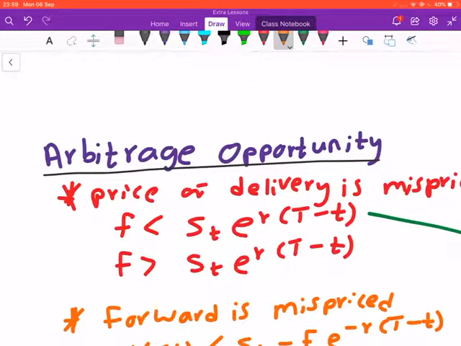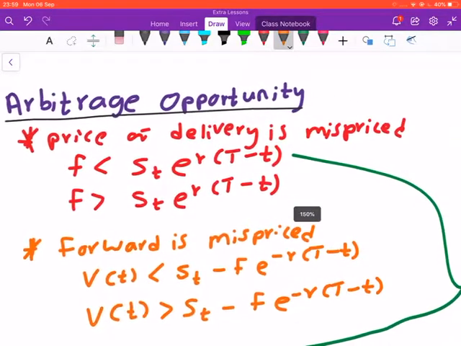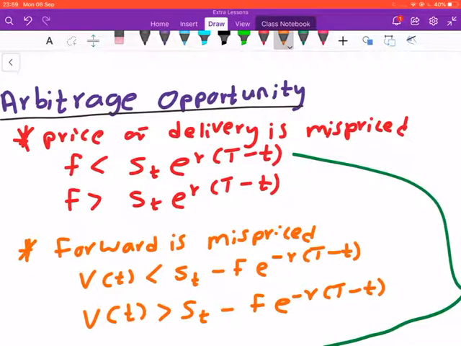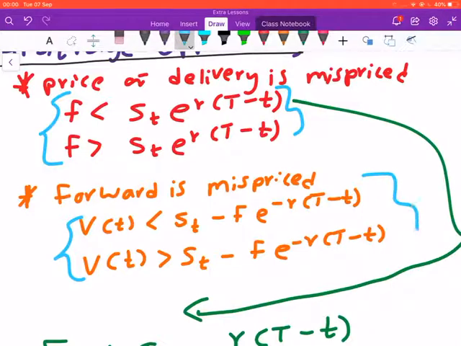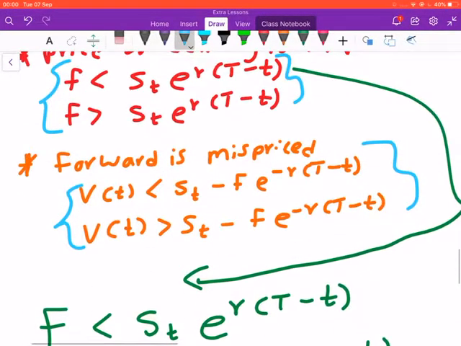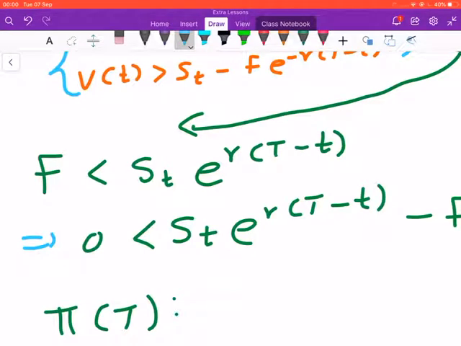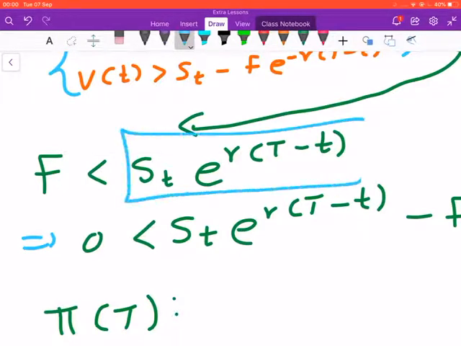There are many positions where you can have an arbitrage. It is when the delivery price is mispriced, or if the forward price is also mispriced. So there are two scenarios where the delivery can be mispriced, and there are two scenarios where the forward can also be mispriced. I am going to look at one scenario where the forward is mispriced. As a matter of fact, it's going to be less than this equation over here.